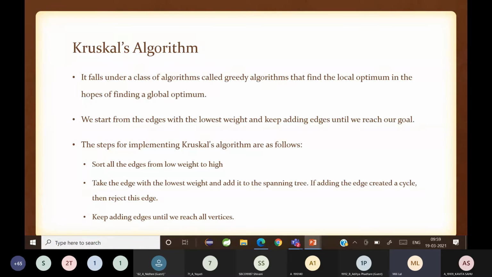Whereas in Prim's, we select an edge and follow the edges by selecting the minimum among the set of edges which connects that particular vertex, right? And if adding the edge creates a cycle, then you reject the edge, as in the case in Prim's algorithm. Keep adding the edges until we reach all the vertices. All the vertices should be there, but there will be a minimum number of edges. So we'll see an example so that you can understand this better.